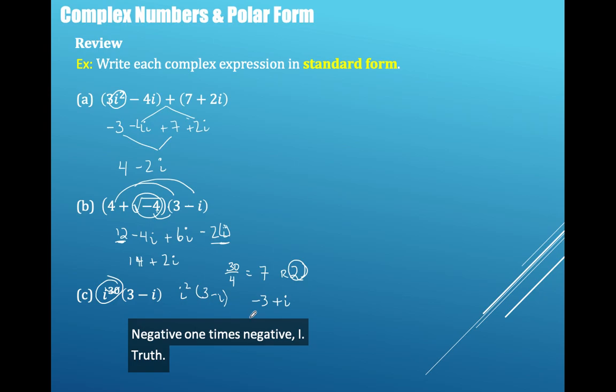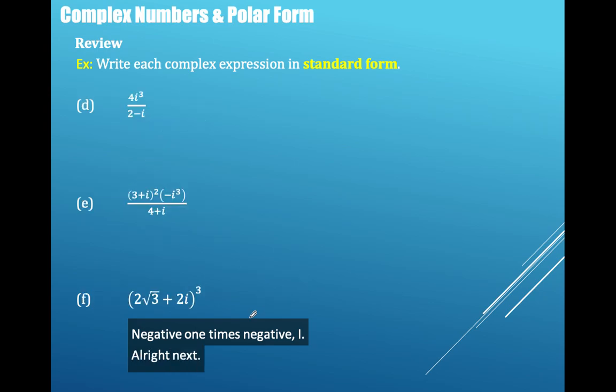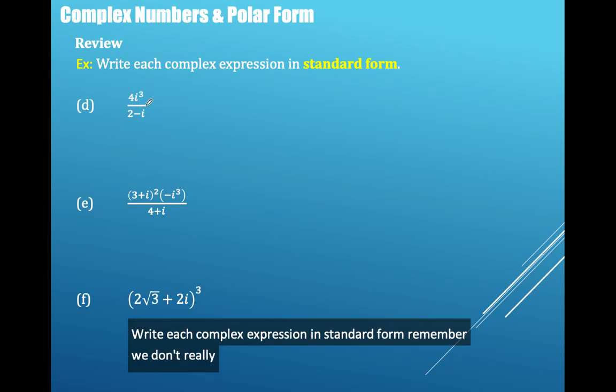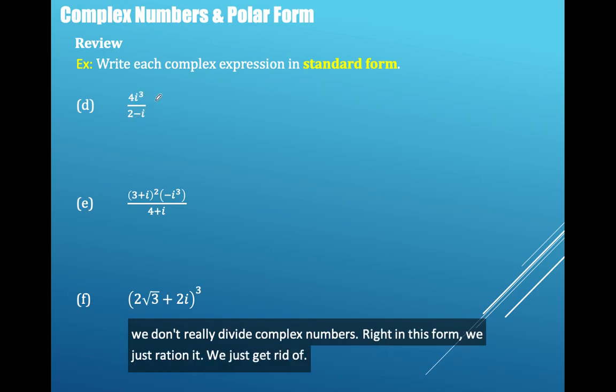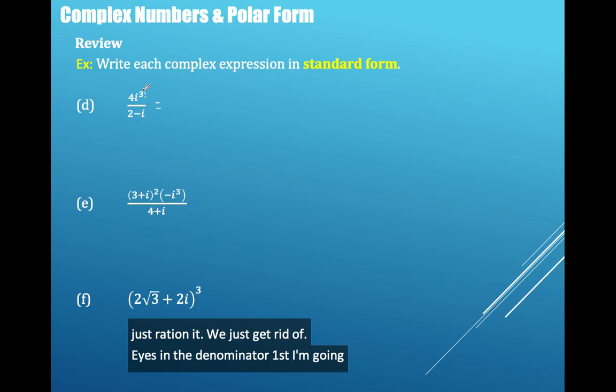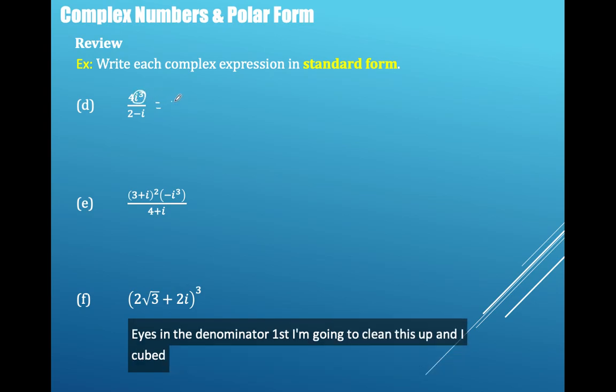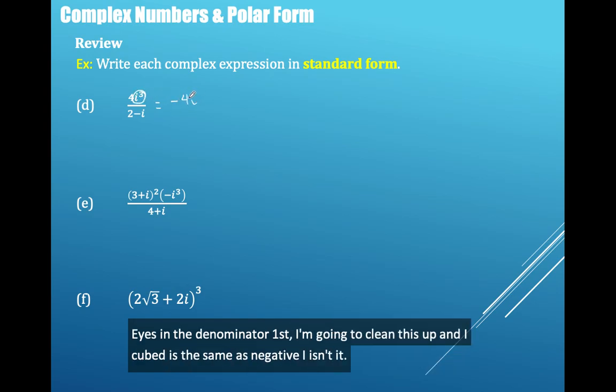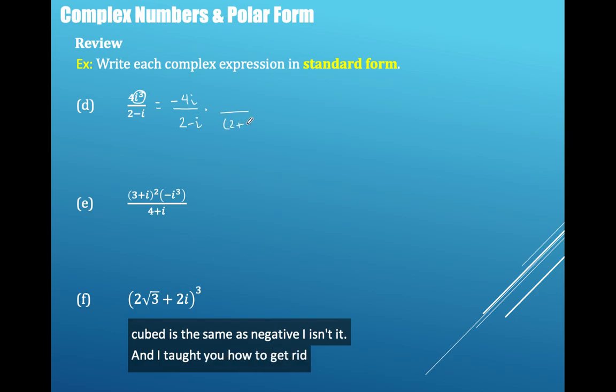All right, next. Some more review. Write each complex expression in standard form. Remember, we don't really divide complex numbers, right? In this form, we just get rid of i's in the denominator. First, I'm going to clean this up, and i cubed is the same as -i, isn't it? And I taught you how to get rid of this last year, and I told you to remember this pattern.